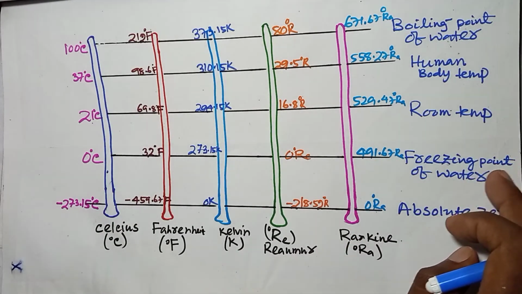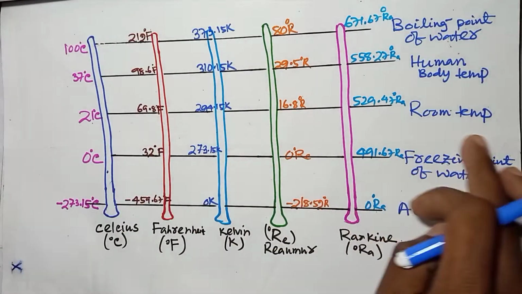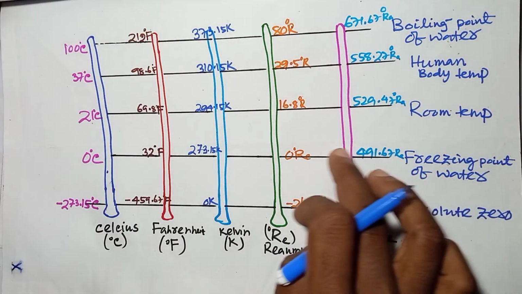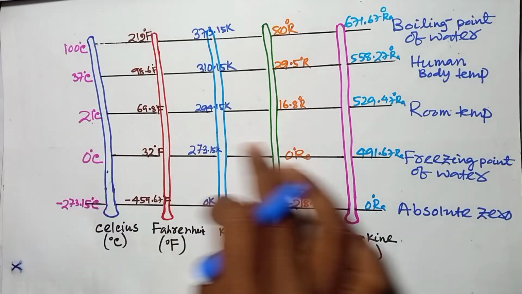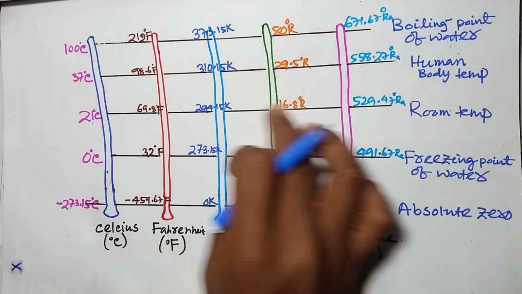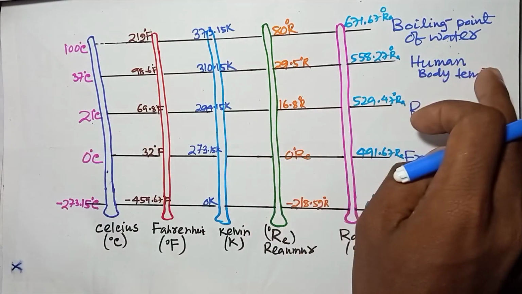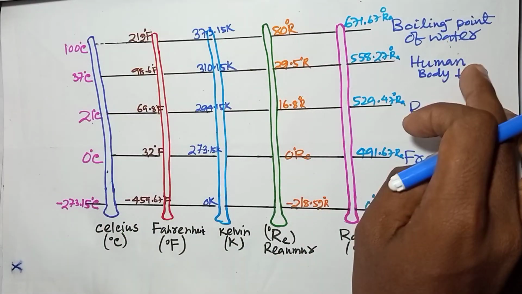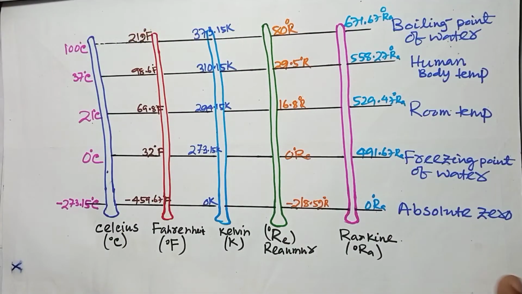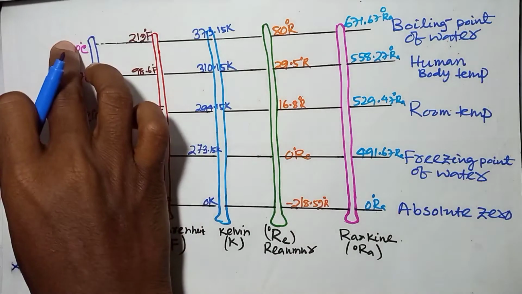And this is the level for the freezing point of water, so these are the values of the freezing point in different scales. Here is the level for room temperature, the level for human body temperature, and the level for the boiling point of water. And this is also the upper fixed point.